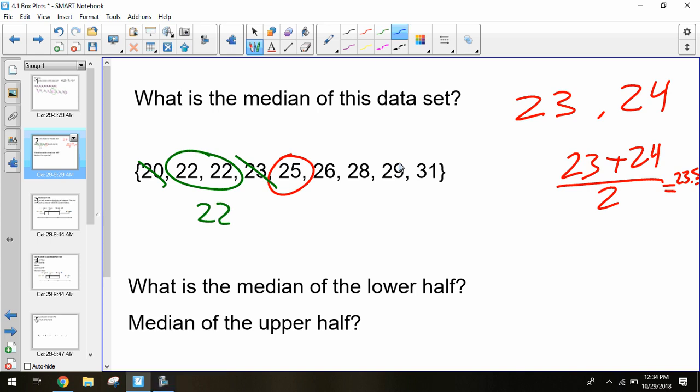Looking at our upper half of our data set, cut off from each end, we have 28 and 29. So just like what we just showed over here, we can go right in between them and go with 28.5. So our median of our lower half of our data set is going to be 22, and our median of our upper half of our data set is 28.5.